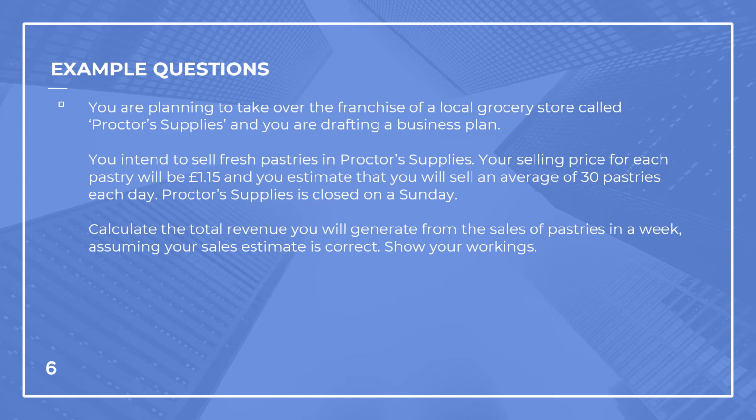So it's really important that we highlight this bit of information because that is important for our calculations. And you estimate that you will sell an average of 30 pastries each day, and that is also important that it's each day. Proctor's Supplies is closed on a Sunday is also important. Calculate the total revenue you will generate from the sales of pastries in a week.